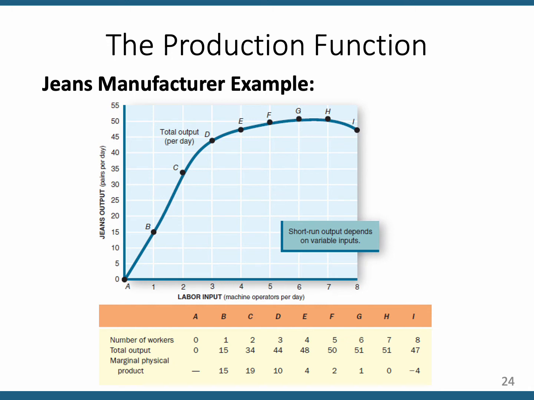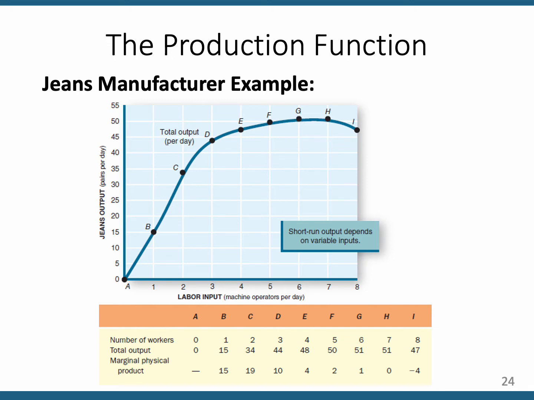So the table of data that's been graphed shows the number of workers in the first row. Then total output is pairs of jeans per day produced in this factory. And then marginal product is added in the bottom row. The marginal product of the first worker: when you go from 0 workers to 1 worker, total output goes from 0 to 15 jeans per day. Then maybe you have that one worker for 30 days or something, and then on the 31st day you decide to hire the second worker. Total output will increase to 34 jeans per day.